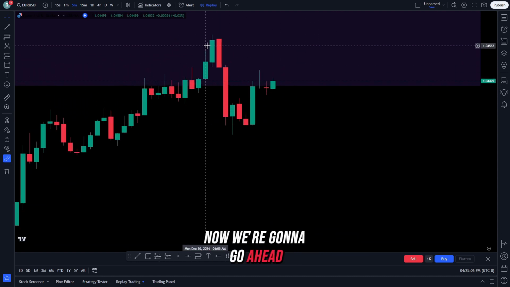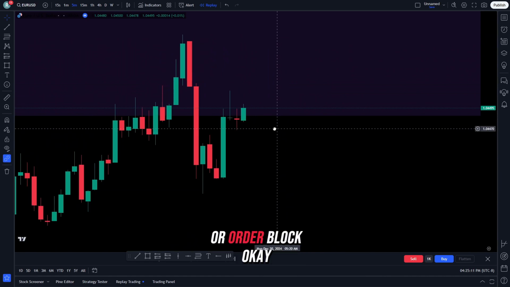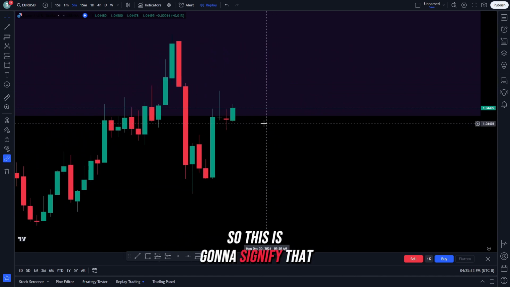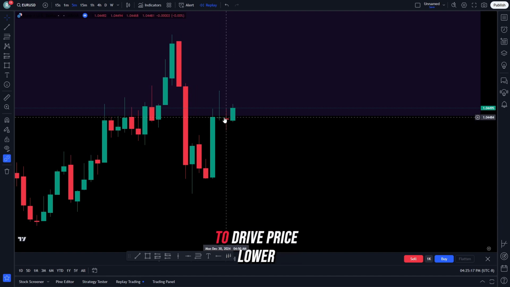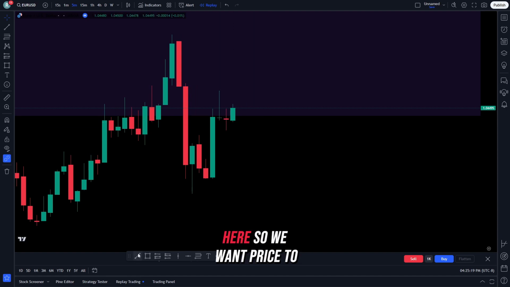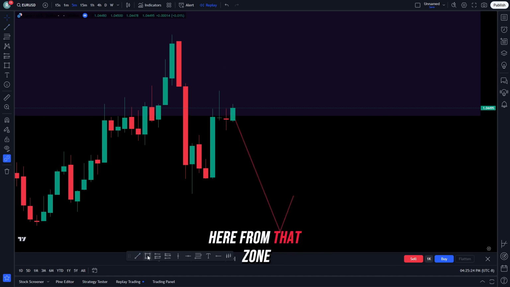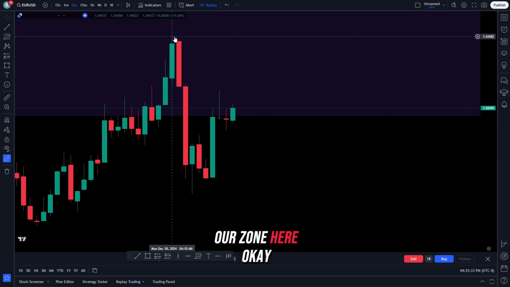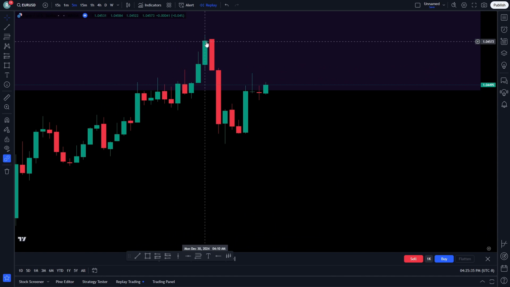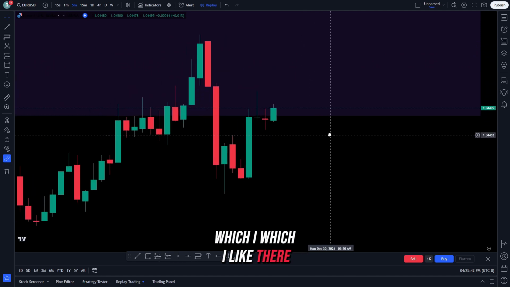Now we're going to go ahead and look for a breaker block or an order block. This is going to signify that the market will reject from another area in the markets to drive price lower here. So we want price to basically come down here from that zone. Let's go ahead and look. Price came into our zone here, and it made a nice pullback of two nice large red candles, which I like there.